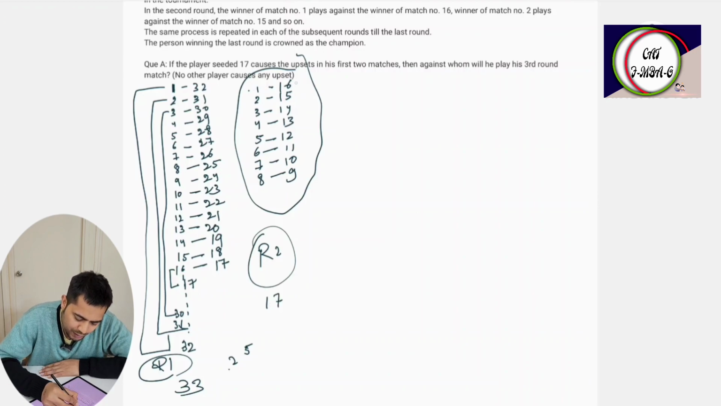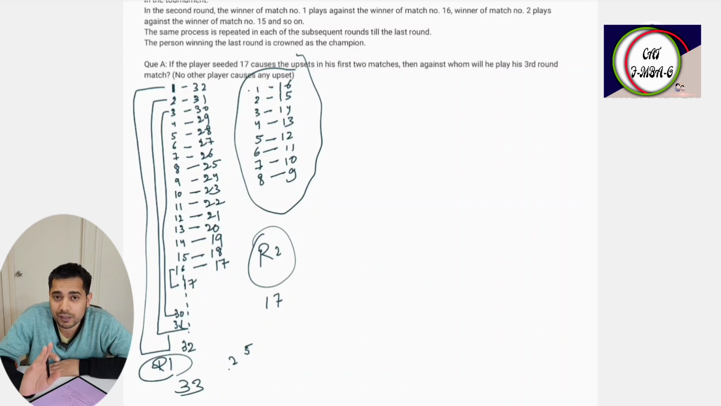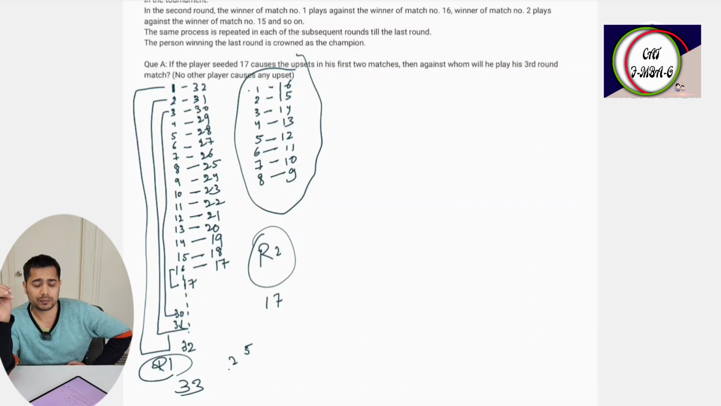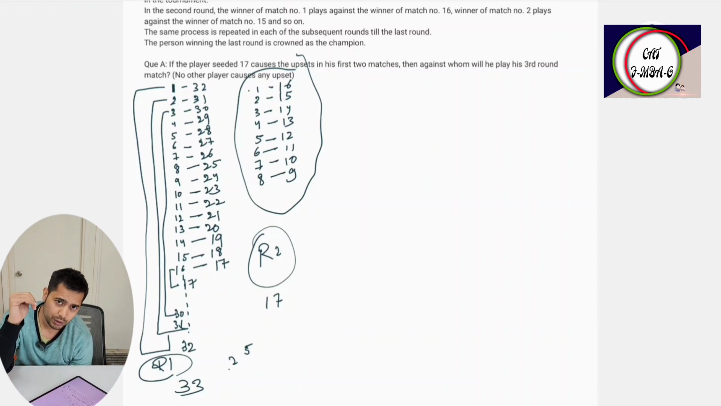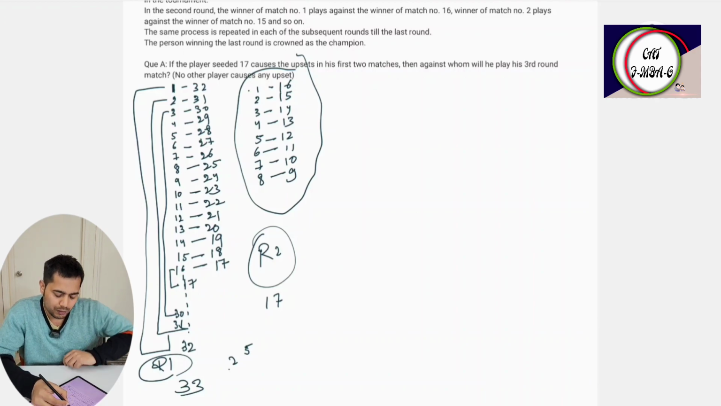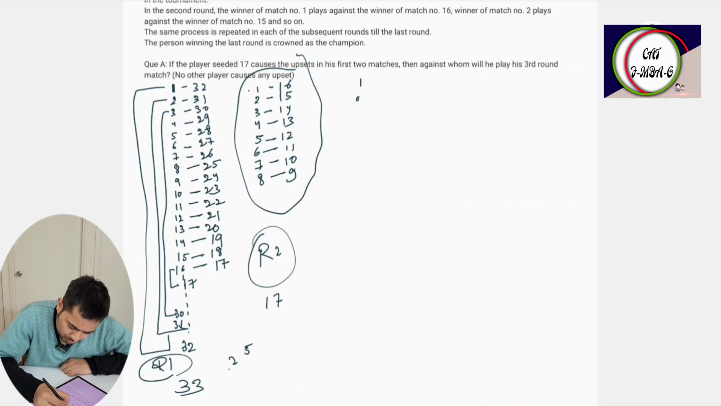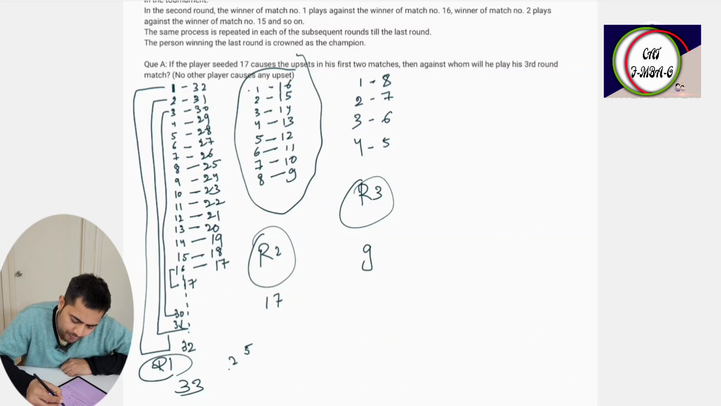16 plus 1, everywhere it will be 17. Then what will happen in round 3? We are considering no upset is there. Always the higher seeded player, that is from 1, 2, 3, 4, only wins. So in the next round, only 8 teams will go ahead. 1 will play against 8, then 7, then 6, then 5. This is round 3 and the total is 9.